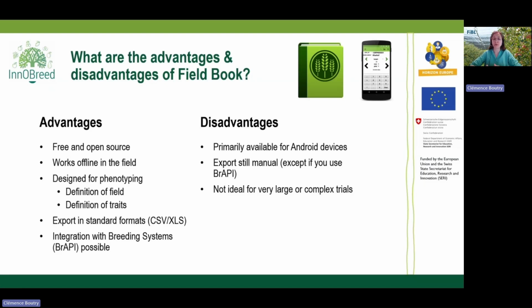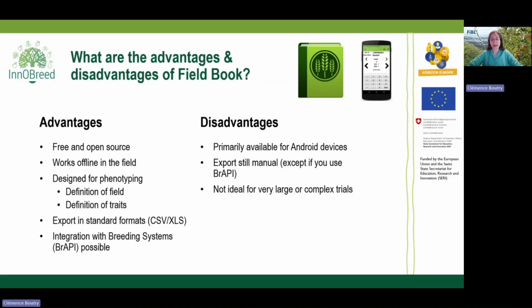So if you have an iPhone, there is a version for iOS, but it's not as good. I would not recommend it. It's better to really use an Android device. If you don't have one, you might want to consider buying a device, maybe a tablet for your research group, which you can then share amongst people who collect data. So the export is still manual, except if you use the breeding API, but we will not go into this today.